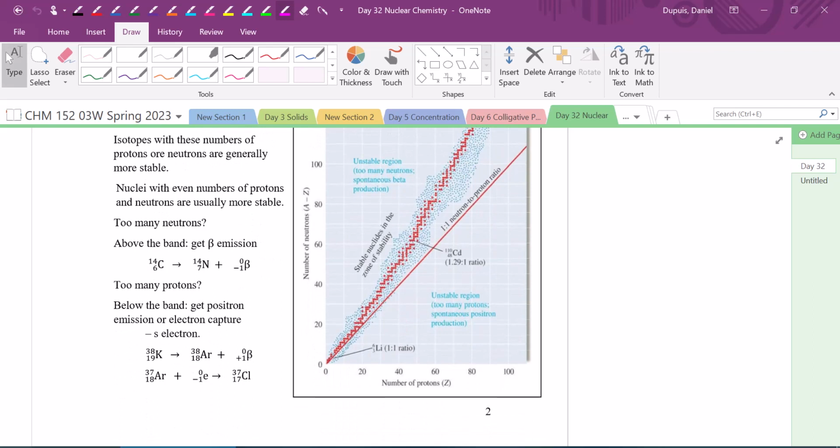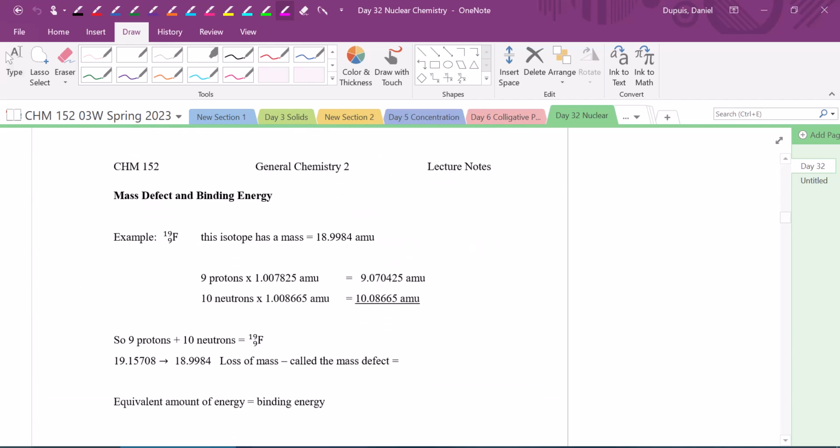So if we look at the example here, I've got carbon 14. Carbon 14 is not stable. It has too many neutrons. So it beta decays and turns into nitrogen, same mass but one more proton. Potassium 38 emits a positron and becomes argon, and that just gives us better ratios. So that's all I really want to talk about with this.